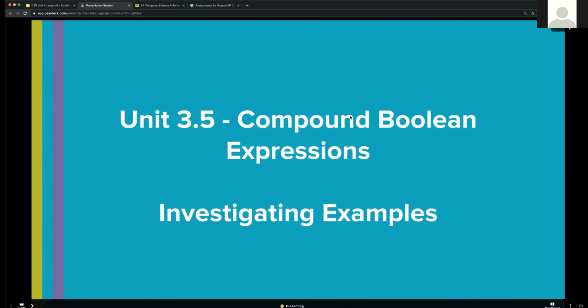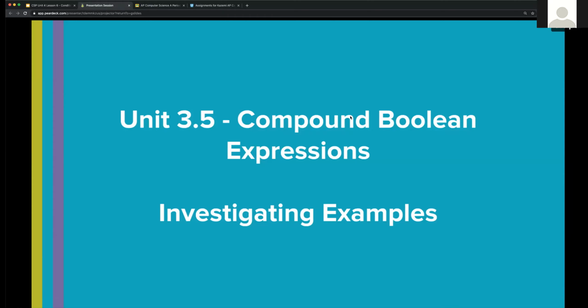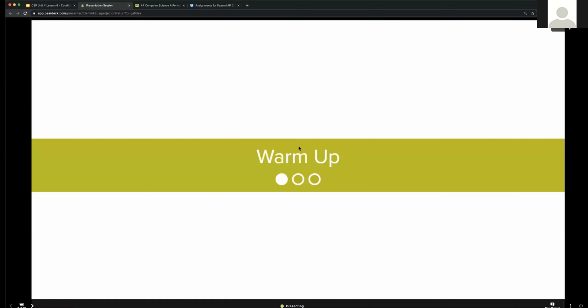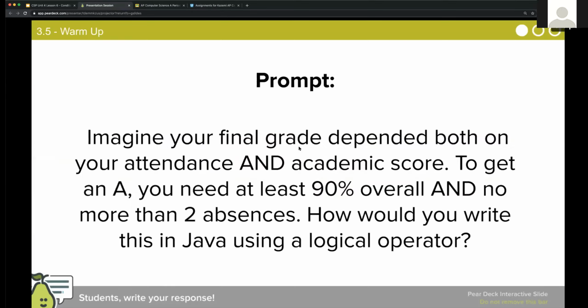Okay, so today we are going to look at some of the examples from 3.5 off of CodeHS, which is our compound Boolean examples. So the compound Booleans are the ones that use the logical and, or, and nots. So let's take a look at some of those examples. But let's go ahead and just warm up first.